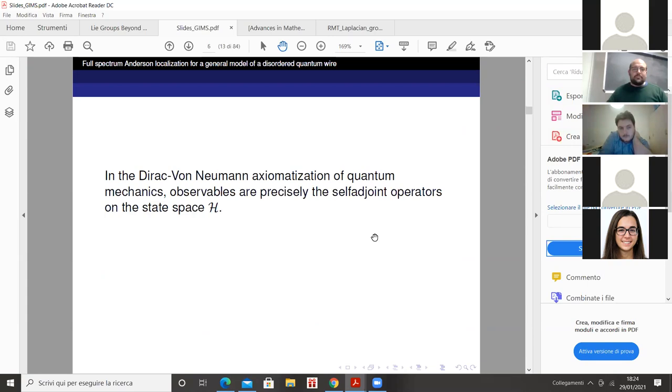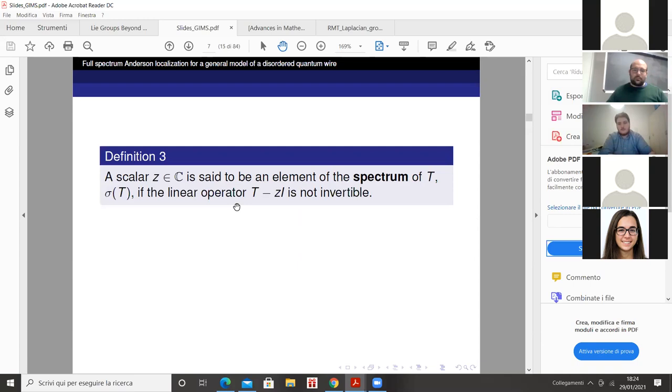Okay, there is this Dirac–von Neumann axiomatization of quantum mechanics where observables are self-adjoint operators and states are elements of the Hilbert space. Actually, states are elements, if one has to be precise, of the projectivization of the Hilbert space, but this is oversimplified, so we won't be too precise.